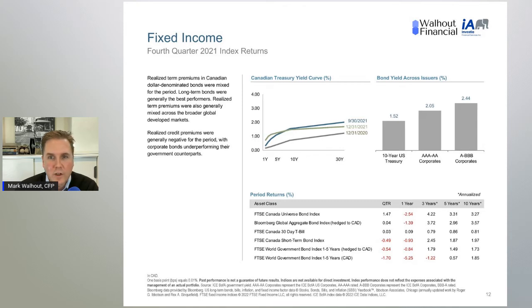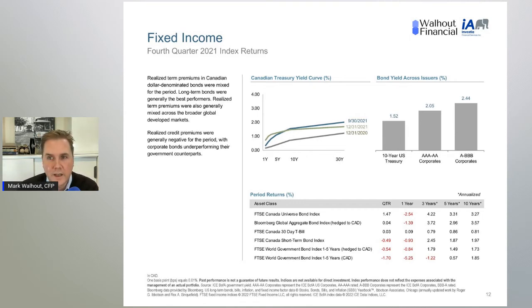So for this next slide, we're going to talk about fixed income or bonds. A few takeaways on this chart. First thing, we'll talk about Q4 returns. In the fourth quarter, long-term bonds did okay. They did about a 1.5% return for the quarter. Short-term bonds did not do as well.